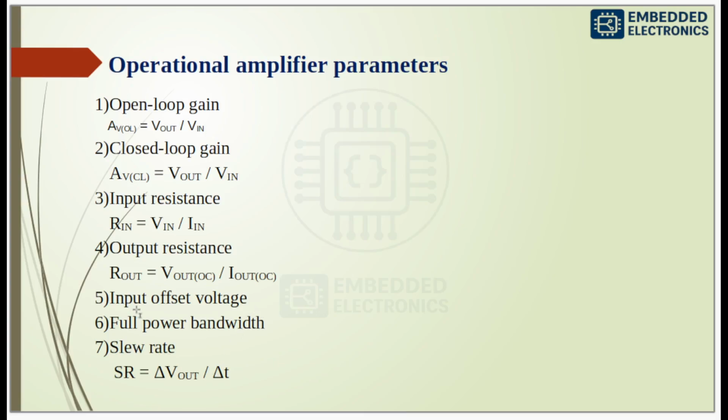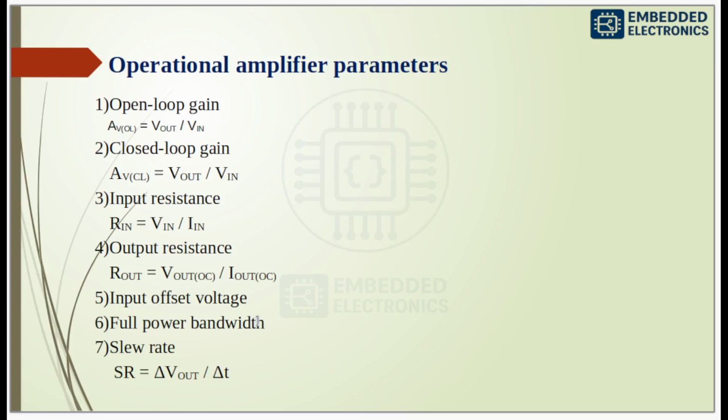And next is the full power bandwidth. The full power bandwidth is equivalent to the frequency at which the maximum undistorted peak output voltage swing falls to 0.707 of its low frequency value. Full power bandwidth ranges from 10 kHz to over 1 MHz.